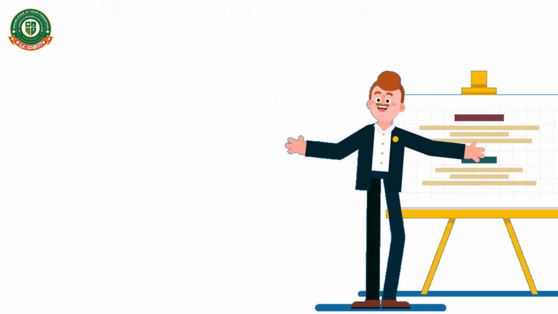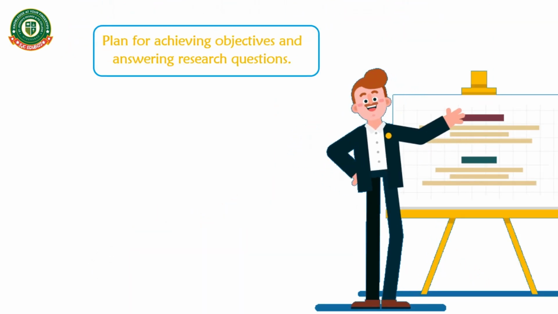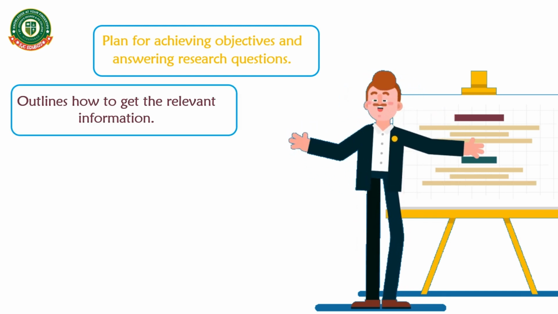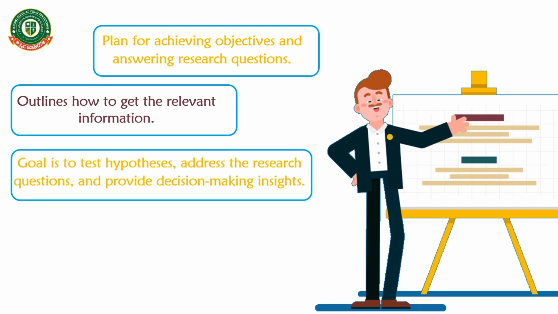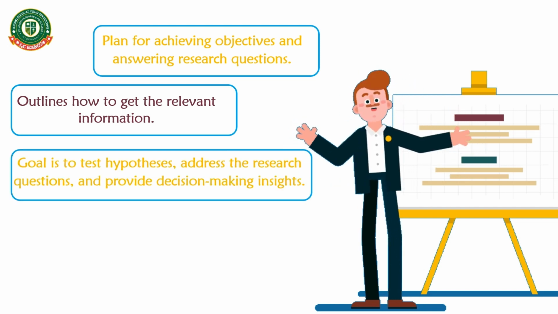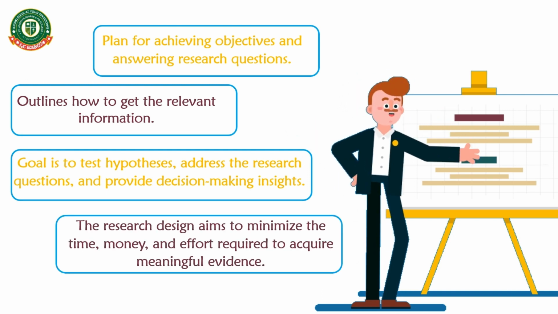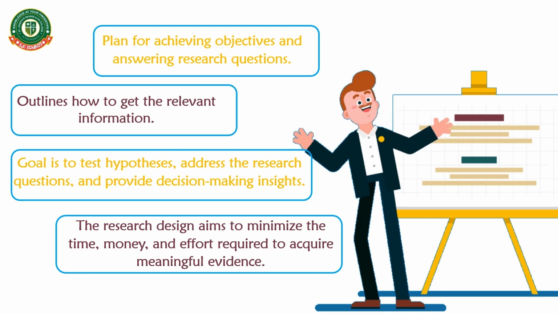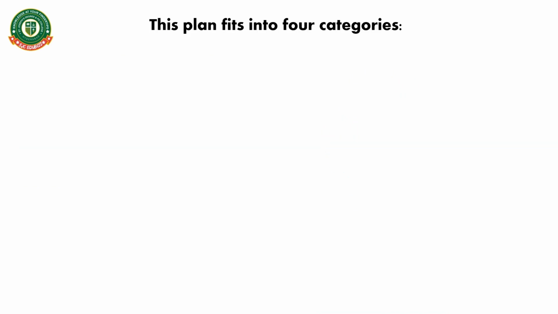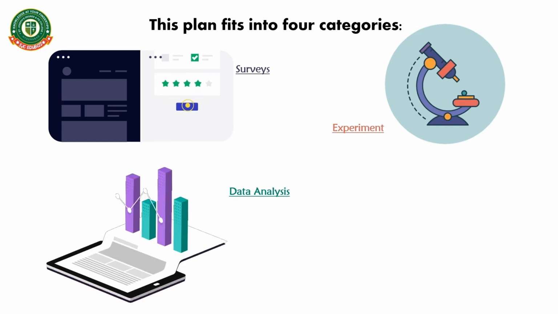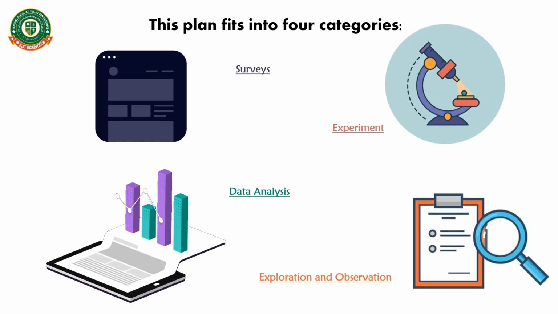Step 4. The research design. Research design is the plan for achieving objectives and answering research questions. It outlines how to get the relevant information. Its goal is to design research to test hypotheses, address the research questions, and provide decision-making insights. The research design aims to minimize the time, money, and effort required to acquire meaningful evidence. This plan fits into 4 categories: surveys, experiment, data analysis, exploration and observation.